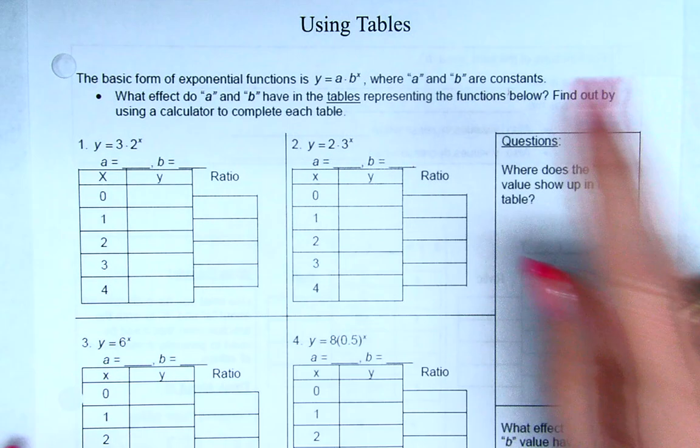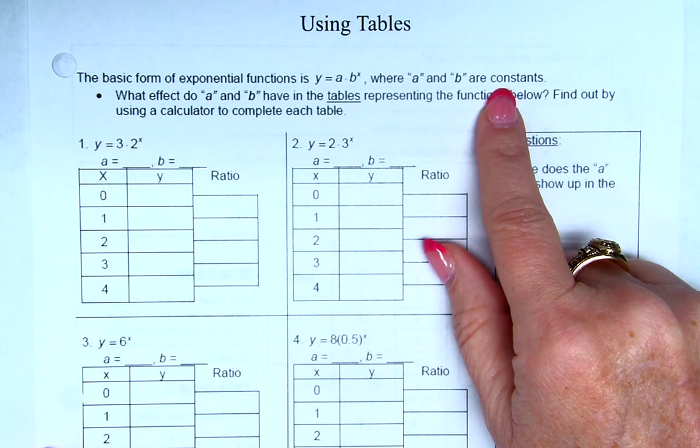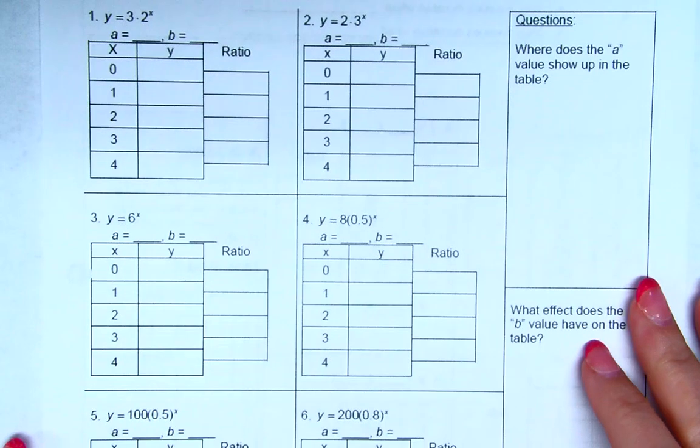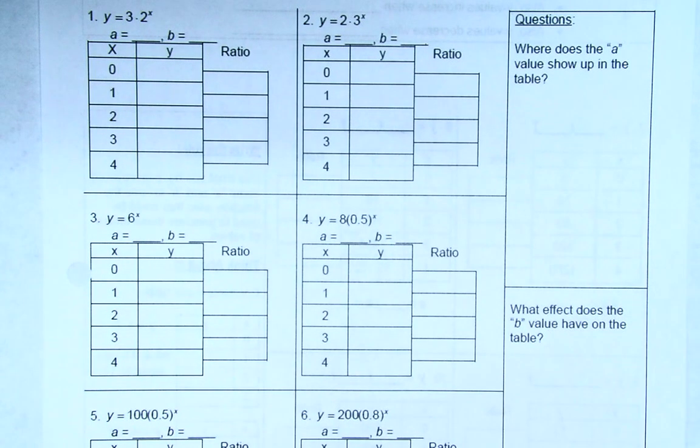A and b are constants. We know that. What effect do a and b have on the tables representing the function? That's what we're going to figure out today. If you already know, let everybody else discover it with us.